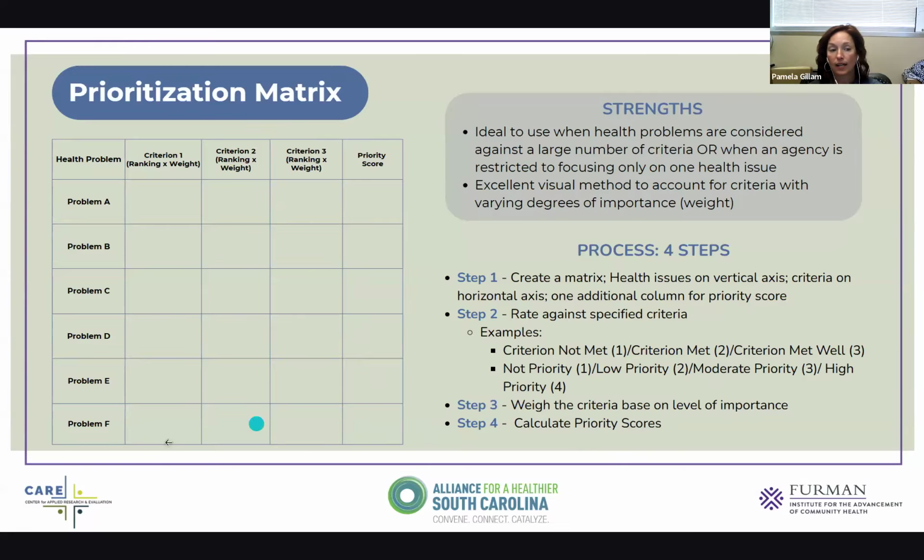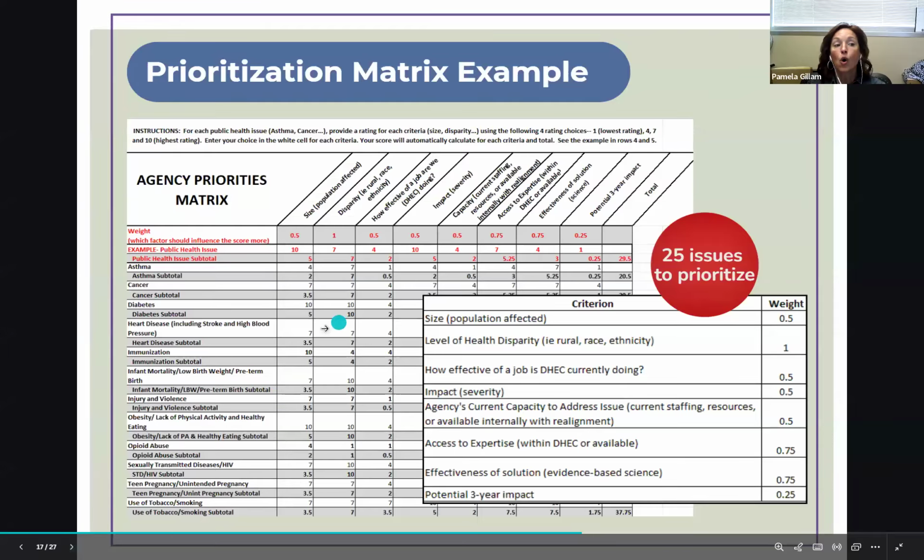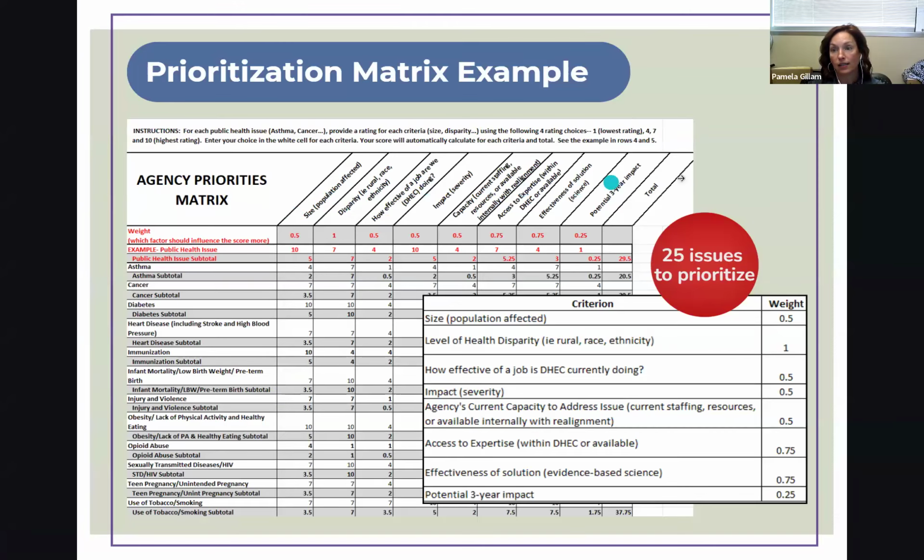So let me show you an example that I did with a health agency. We had lots of criteria. You can see them across the top part of this example. So we looked at populations affected, we looked at disparities, we looked at how effective we're doing, and I showed the agency that we worked with, and I didn't mean to. Impact, severity, capacity for addressing it, access to expertise, effectiveness, and potential impact.